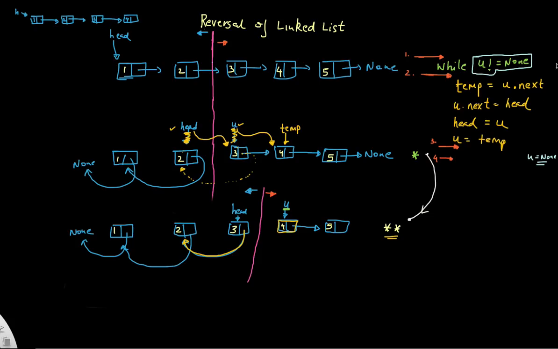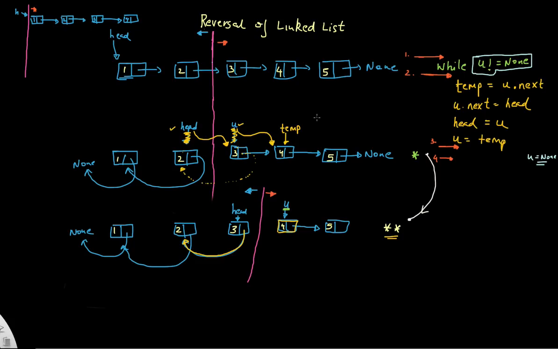And again, where would the pink line be? Just to be consistent with before, the pink line is the division here. Everything after the pink line needs to be reversed. And that makes sense because so far, nothing has been reversed in my linked list. The entire list needs to be reversed here.